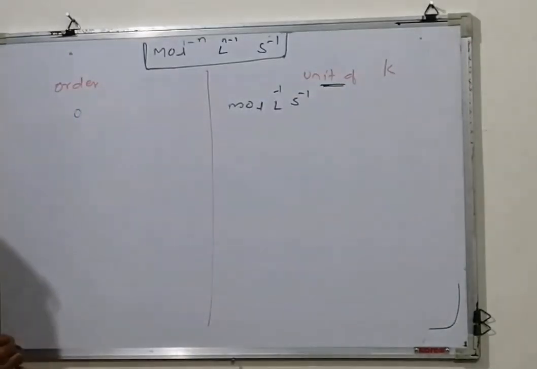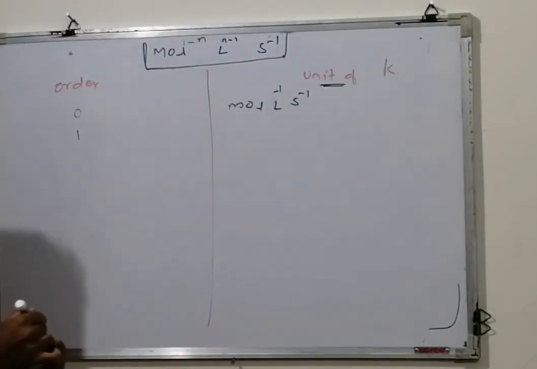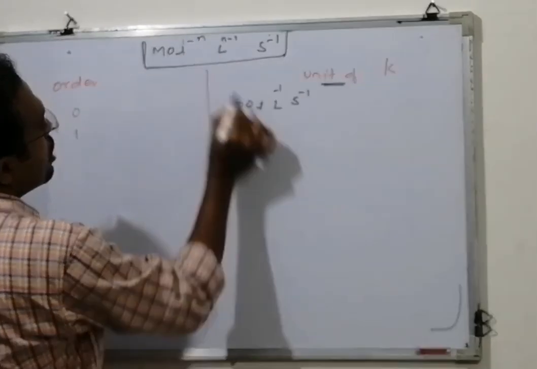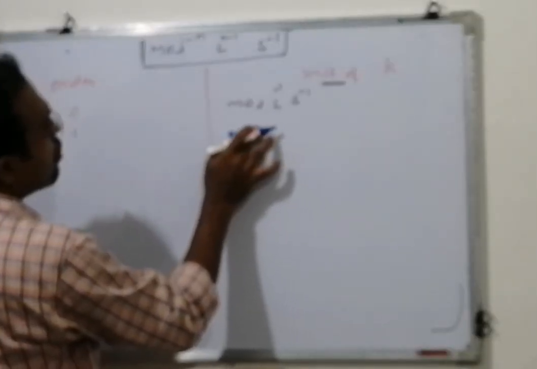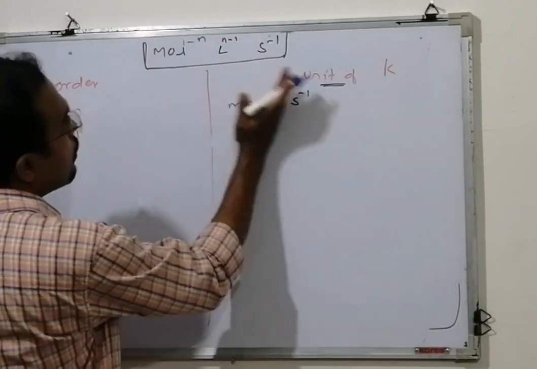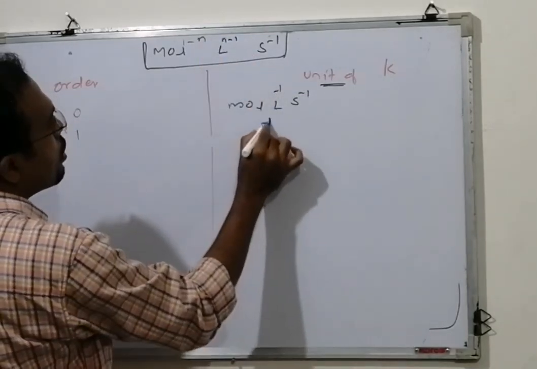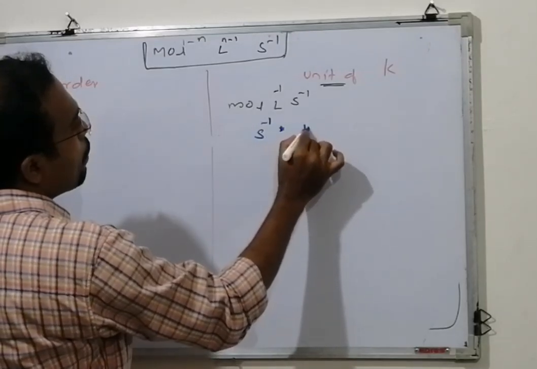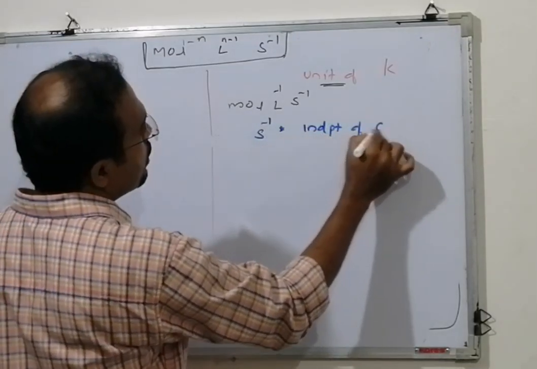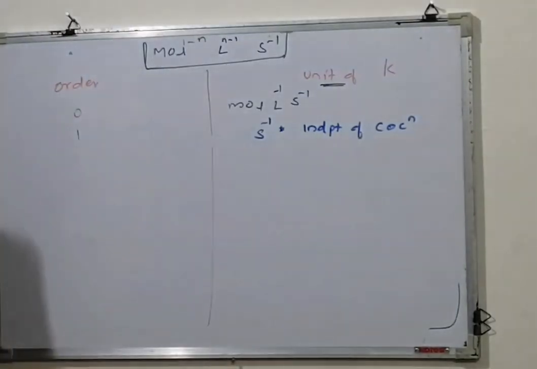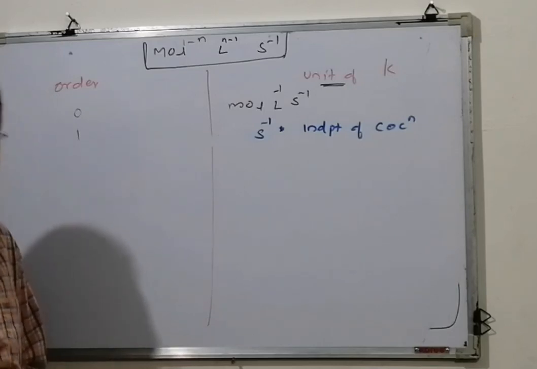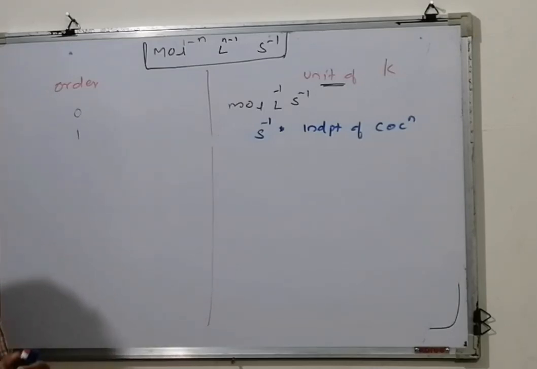Okay. Suppose your order is 1. What shall it be? 1 minus 1, mole 1 minus 1, that is mole to the power 0. Therefore, no value is there. Here also 0. Only second raised to minus 1. Very important: this unit is independent of concentration. The unit of rate constant for first order is independent of concentration.